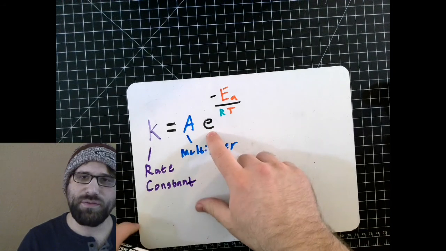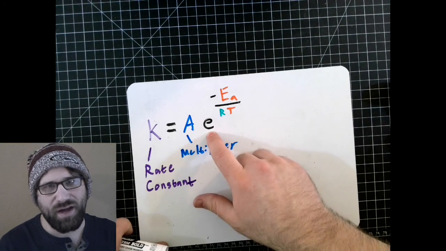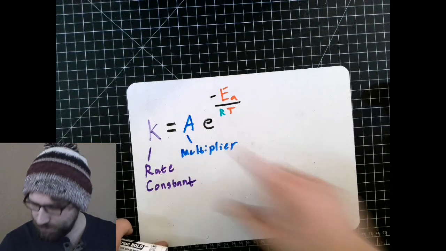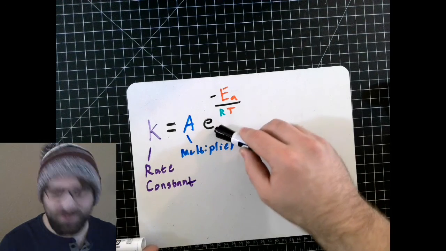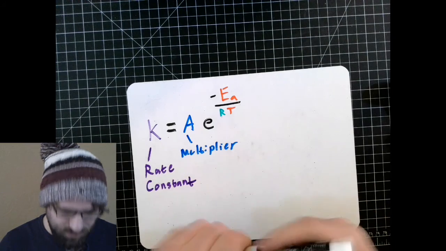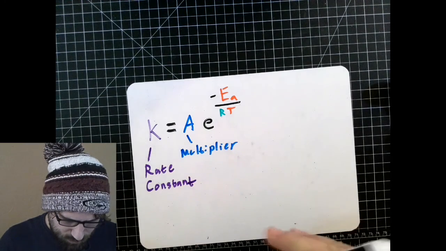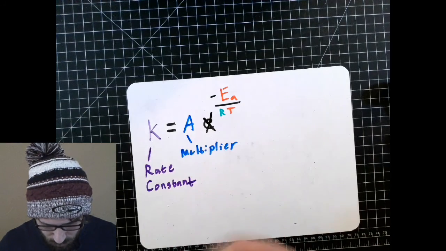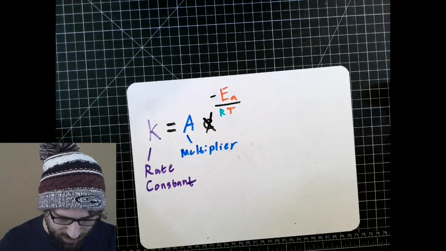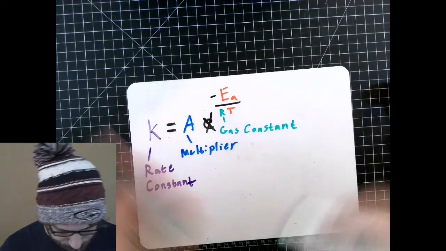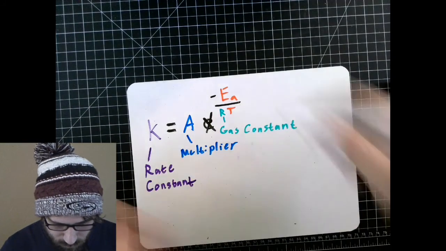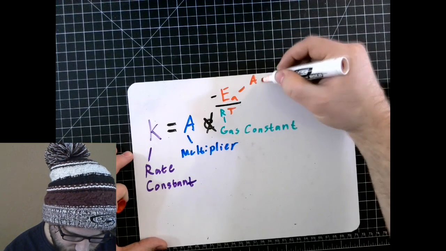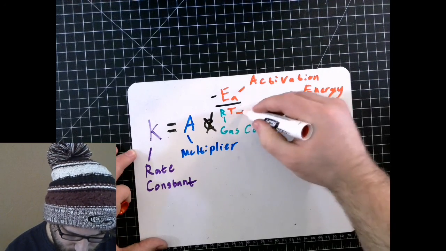This e right here, this is Euler's number. This is a mathematical constant that's heavily involved in equations dealing with change. So this is just a number that's not going to change. It's like pi, so we don't really need to worry about that one. And then what do I have here? Well, R is my gas constant. And then this Ea is going to be my activation energy. My temperature is T.